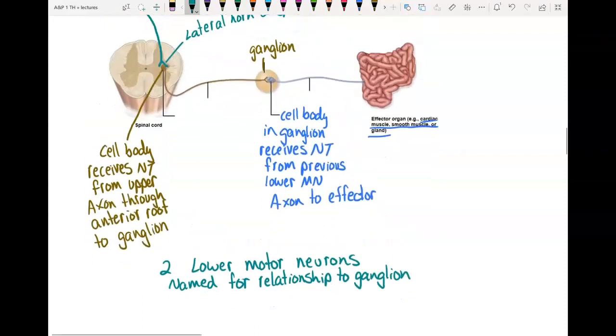So this first one here, the brown one, its cell body is before the ganglion. So this is the preganglionic neuron. And sometimes instead of talking about a whole neuron, we just talk about an axon. So its axon is called the preganglionic axon.